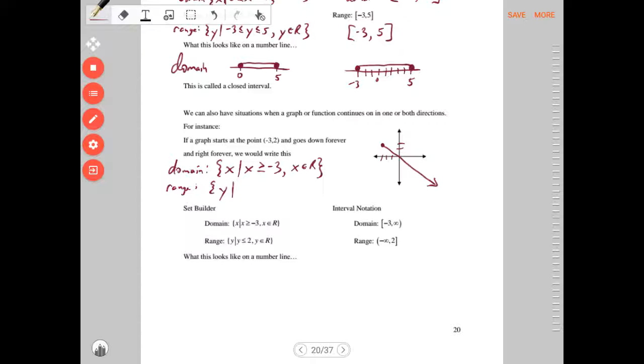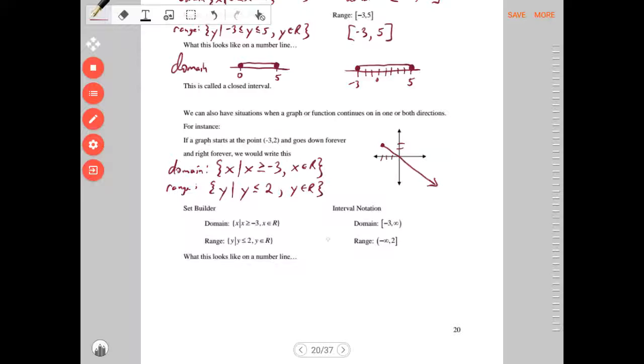The range, on the other hand, is the y coordinates, so y such that. This time, it's going down, so that means all the y values are smaller than +2. So y is less than or equal to +2. Then it's continuous data, so y is an element of the reals. So there you have the range. Again, in set builder notation, that's the domain, that's the range.